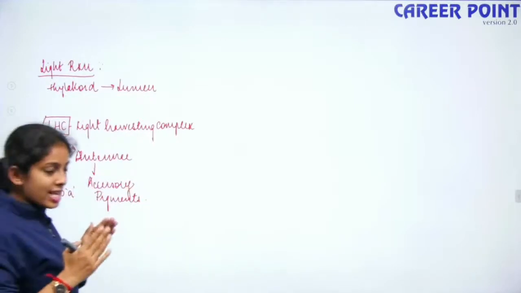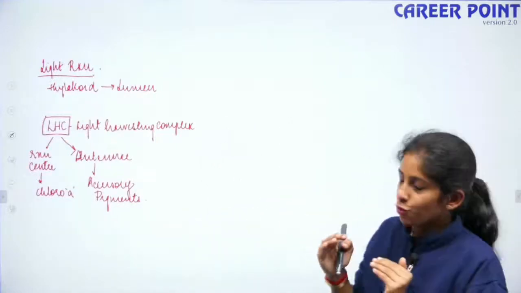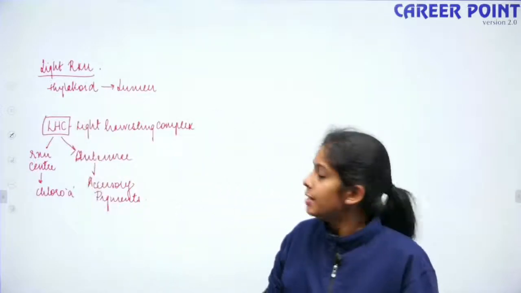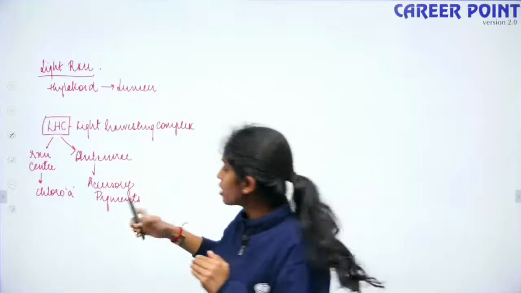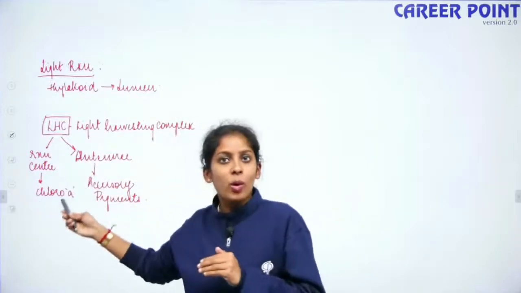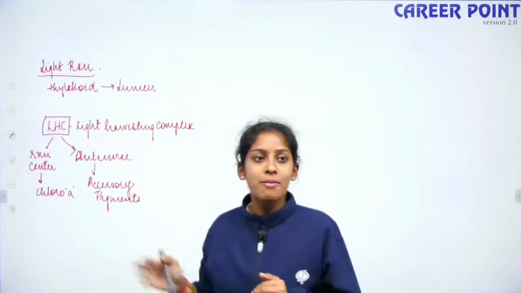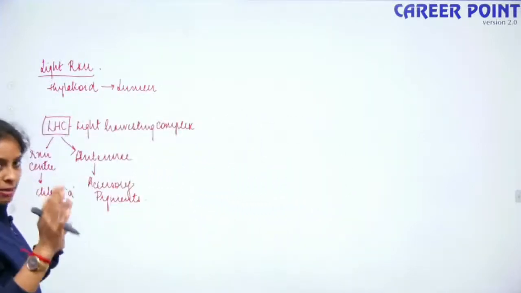So LHC has two parts. The four pigments involved in photosynthesis are organized within your light harvesting complex. There are two components of your light harvesting complex. One is the reaction center, where your chief pigment is present. The second is your antennae, where your accessory pigments are present. Alright?